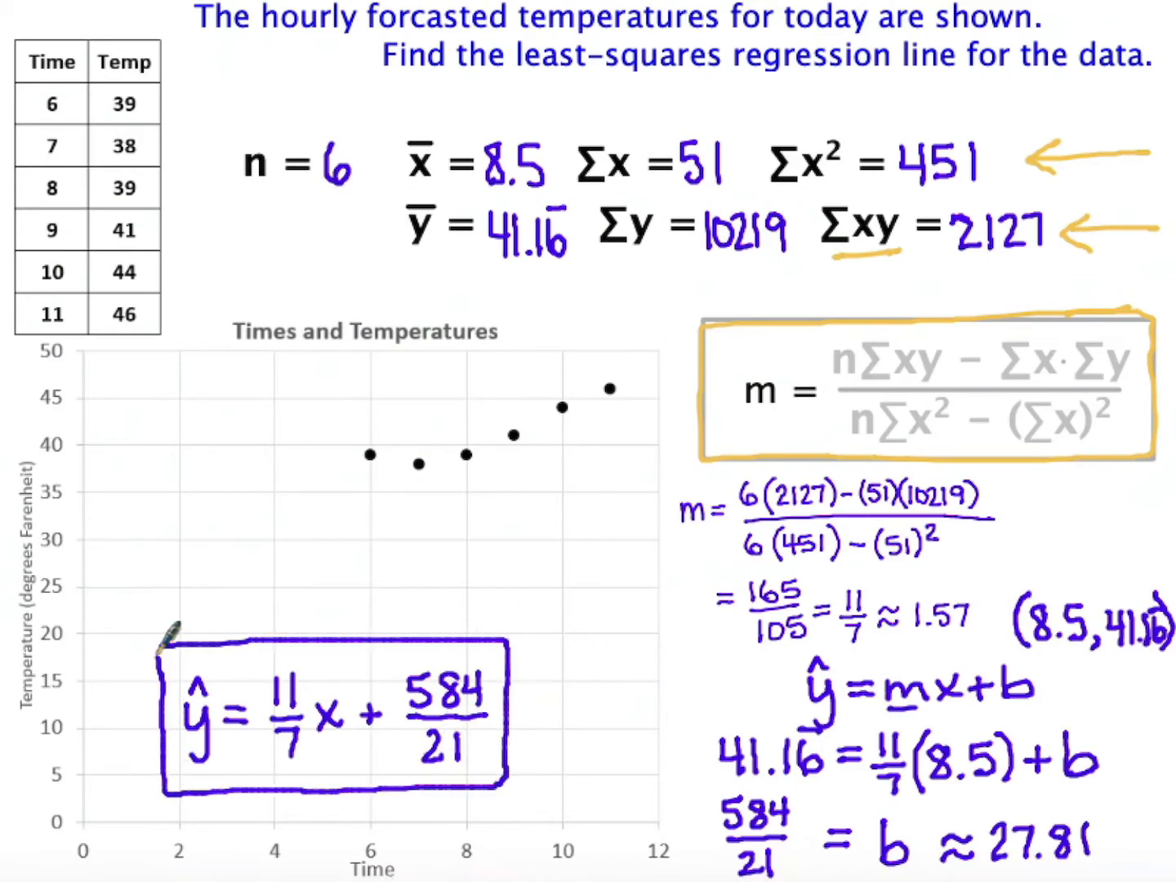And that's my line. I'm going to try to sketch it on this graph too. So I would need to find that y-intercept of 27.81. And I need to do a slope of up 11/7, or it might be easier just to find where this point is and just connect the dots.